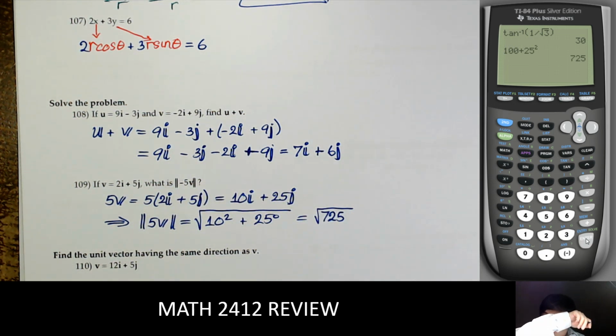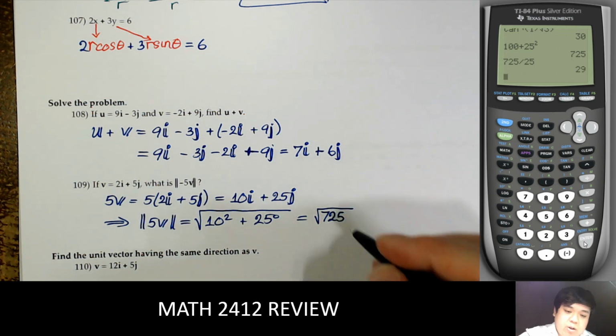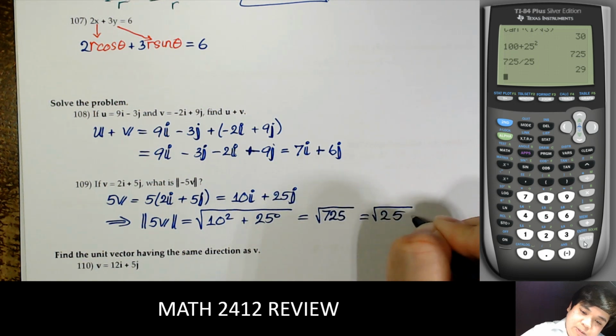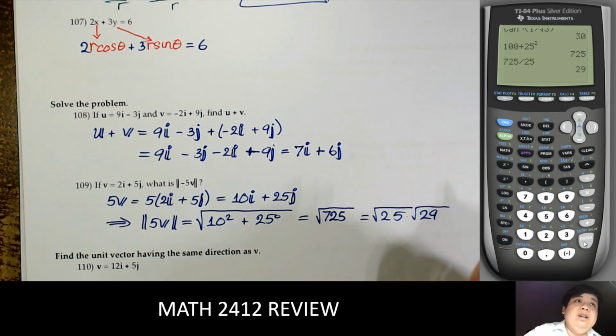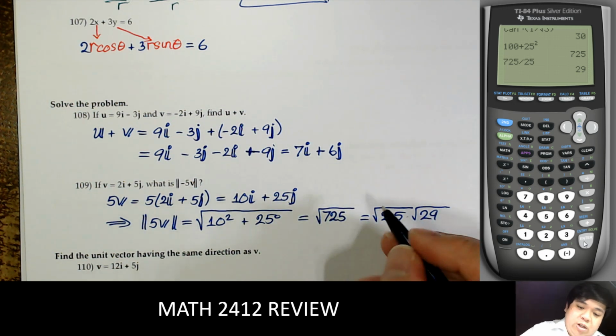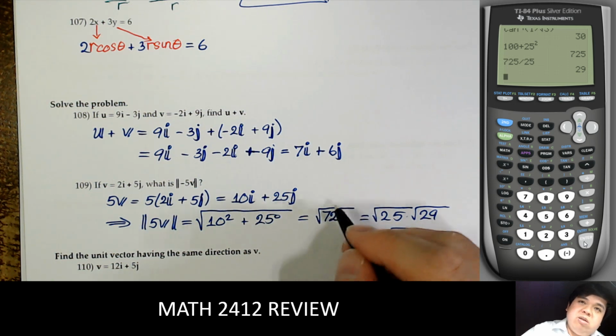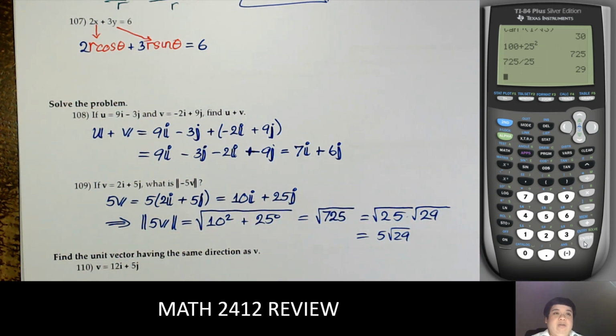We don't have to simplify this, but notice 725 divided by 25 is 29. So we can have 25 times 29, which is just 5 square root 29. We don't have to do this; we can just stop at square root 725. That's perfectly fine.